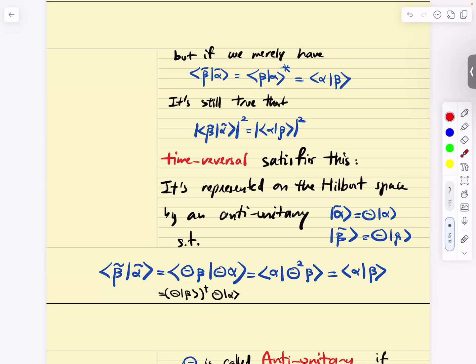And the whole magic is here. If this were a unitary, a usual operator here, I would just write A dagger and B. But for an anti-unitary, you'll have to put a star. All right, let's pause here. Is that clear?